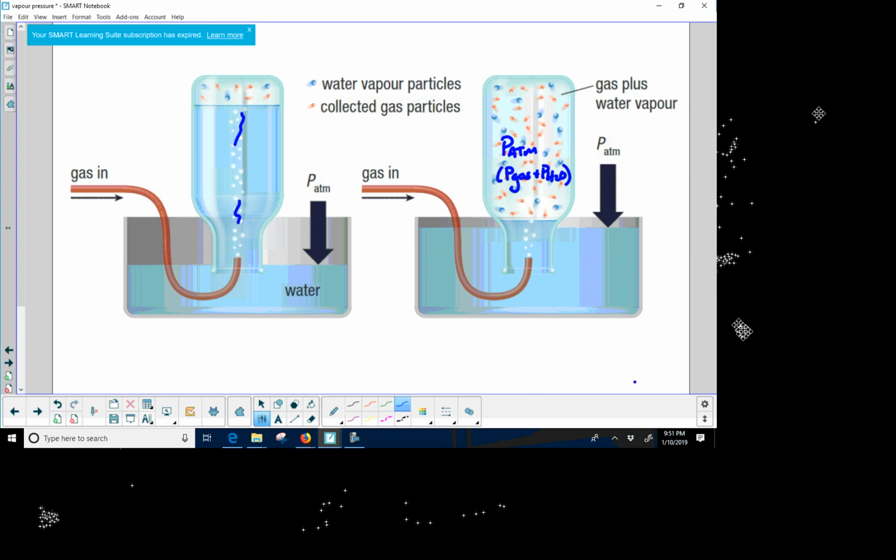So what you're going to do is you're going to measure the temperature of the water, and then you look up the water vapor pressure over here. And then if you know the pressure of the atmosphere out here, that's going to be the pressure inside here as well. So what you do is you take the overall atmospheric pressure, you subtract the vapor pressure, and that gives you the pressure of the actual gas that you're collecting.